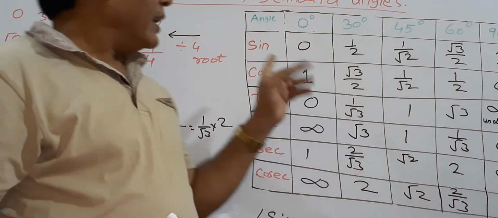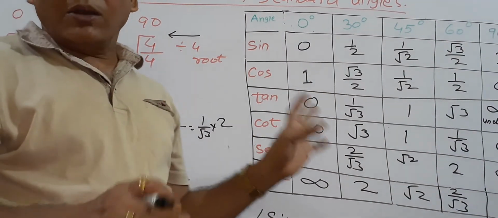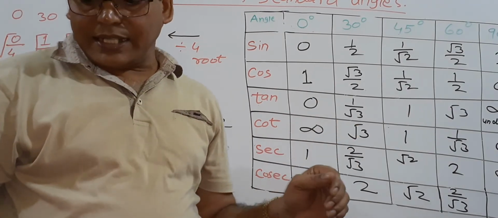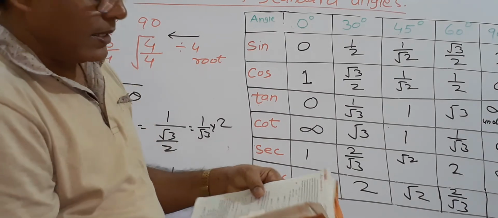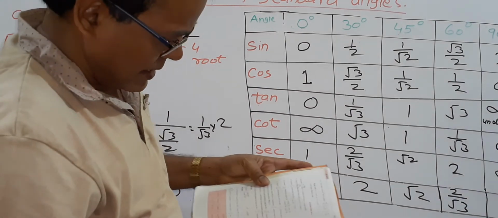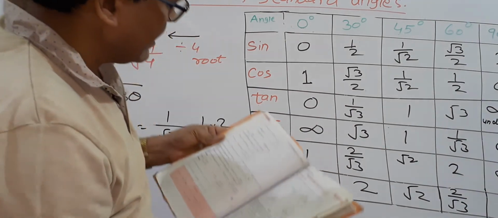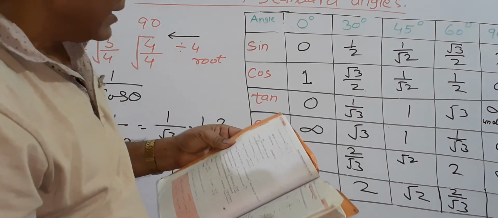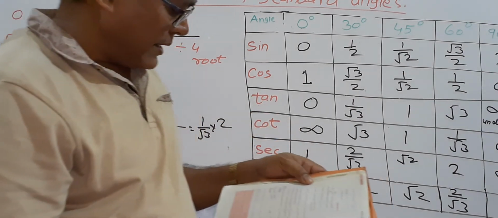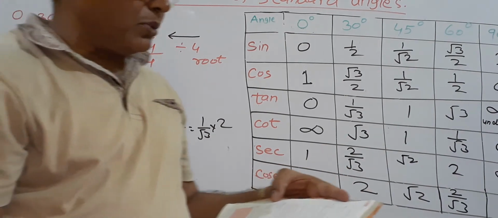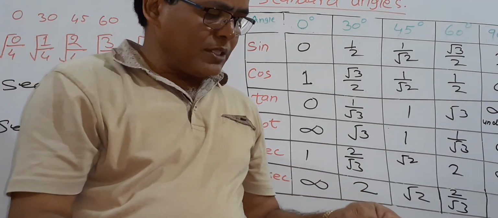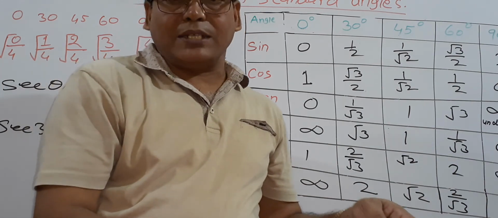With the help of this table, now we will do some numerical exercises. The exercise is exercise 8C, question numbers 1 to 12. All questions 1 to 12 you have to do. And some questions we will give you for practice.